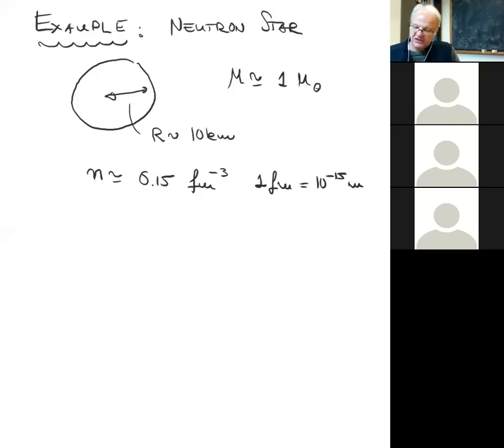So Fermi is just a convenient unit in particle and nuclear physics, because again, one nucleon is roughly a Fermi across.